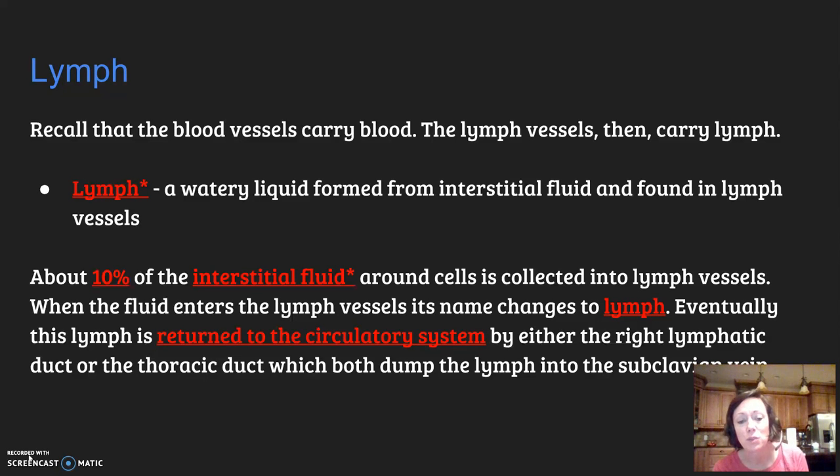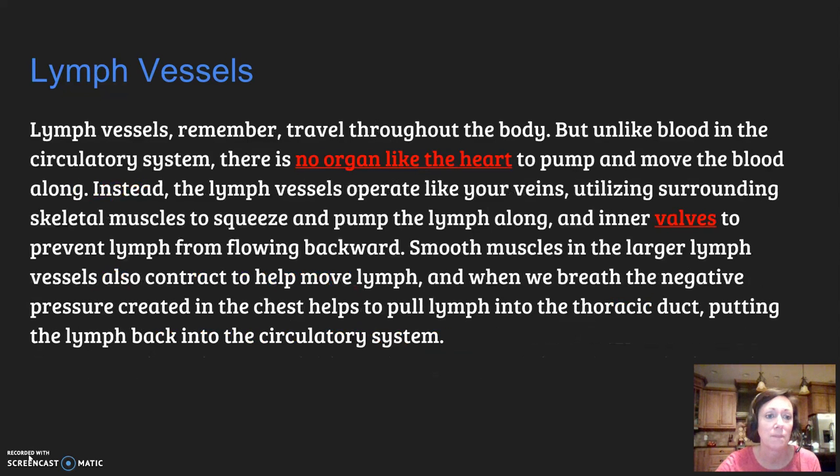Eventually that lymph gets returned back to the circulatory system, and it either enters the right lymphatic duct or the thoracic duct. And you'll have a diagram in your book that shows you those locations. And both of those areas dump the lymph back into your subclavian vein, which is the large vein up at the top of the chest, right under your collarbone, that will dump the blood back into your heart to start circulation pumping again.